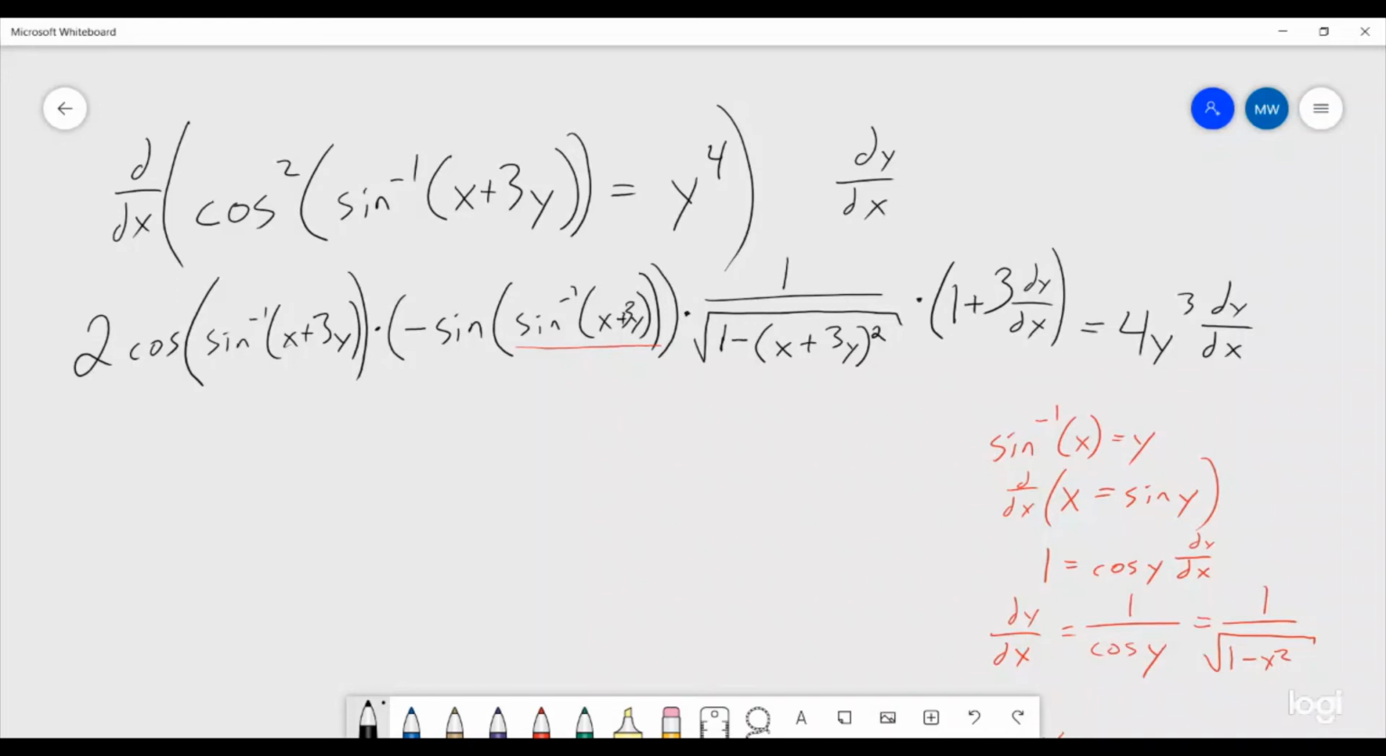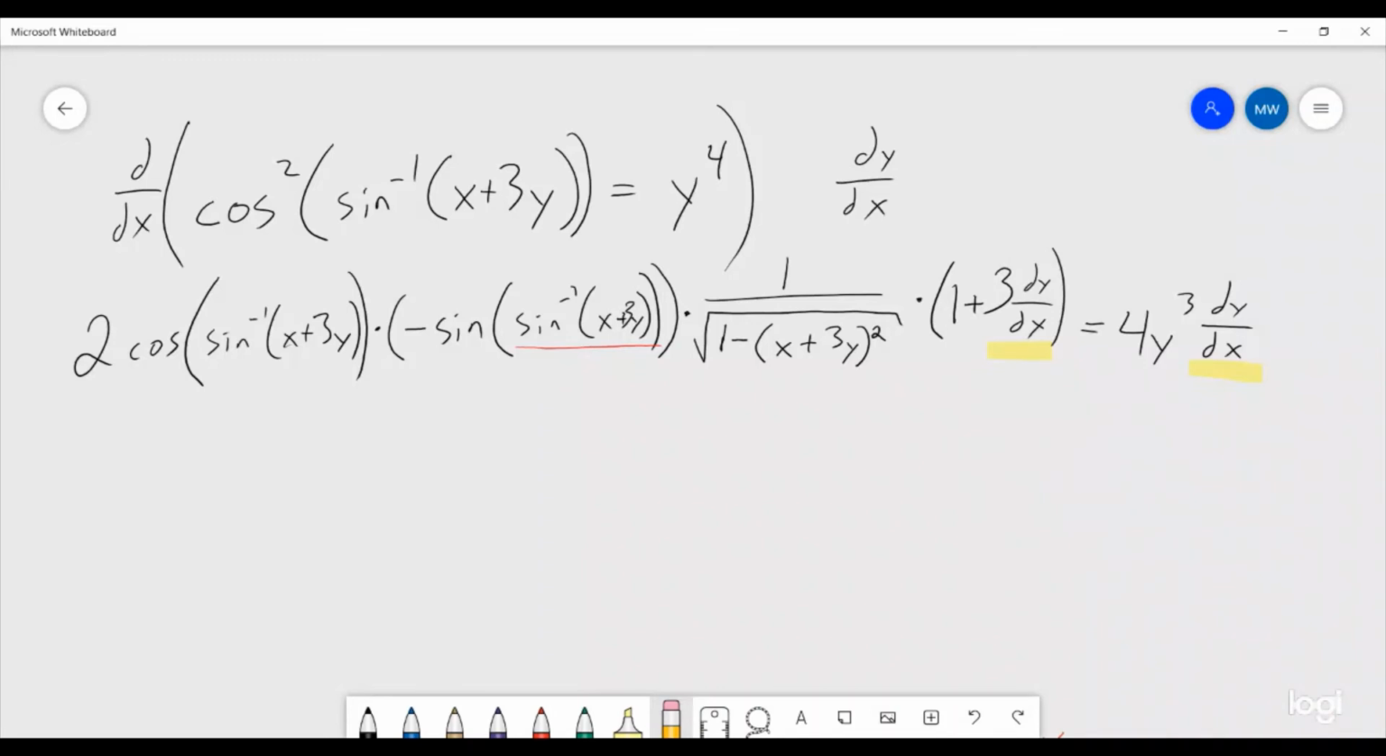Now, fortunately, all we have to do is try and solve for dy/dx. We have a dy/dx here and a dy/dx here, which is nice, but that's still going to be quite a bit of stuff that we have to go through. Fortunately, a couple of these pieces will cancel. So negative sine of inverse sine of (x plus 3y) can simplify to being negative x minus 3y. That makes that part a little bit nicer. We can also do cosine of inverse sine of (x plus 3y).